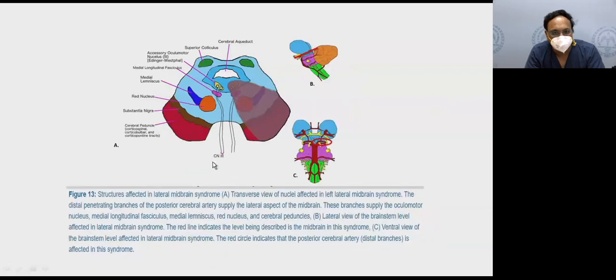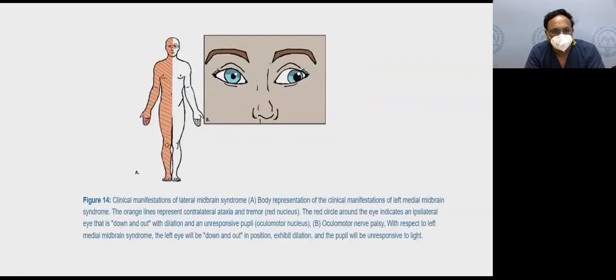Whereas in the lateral midbrain syndrome, you have the same. Here the third nerve is involved, but the difference is that the rubral red nucleus is involved. So you have tremors. The patient has contralateral tremors on the opposite side. On the same side, the eye is down and out, and it is dilated.